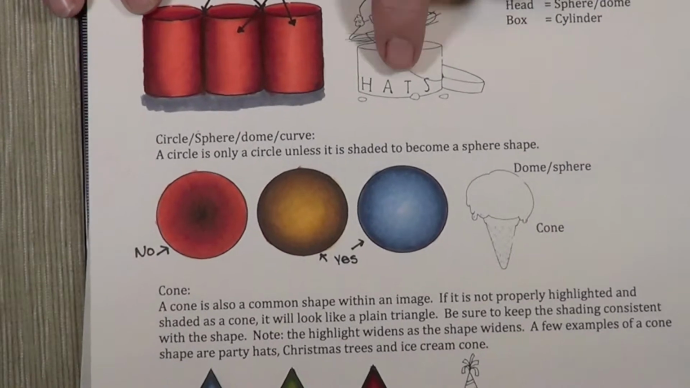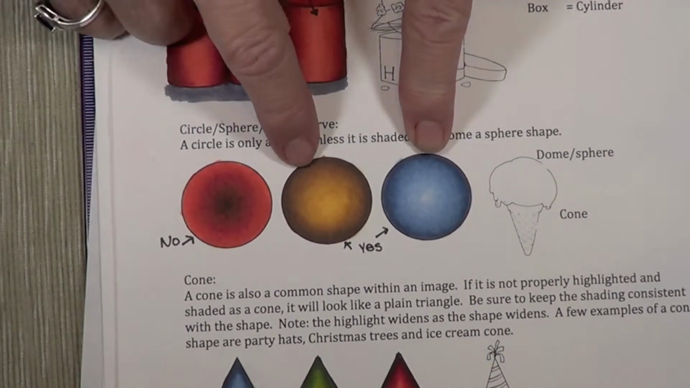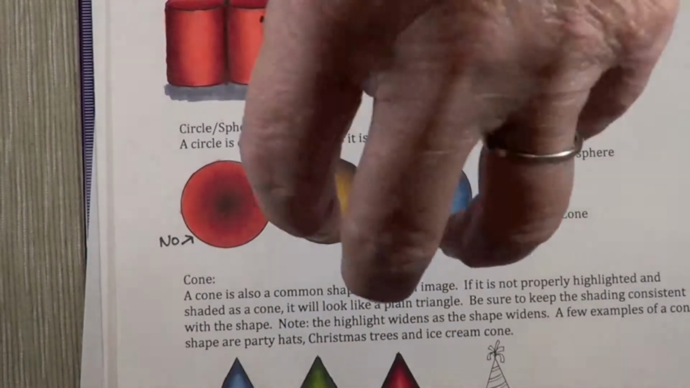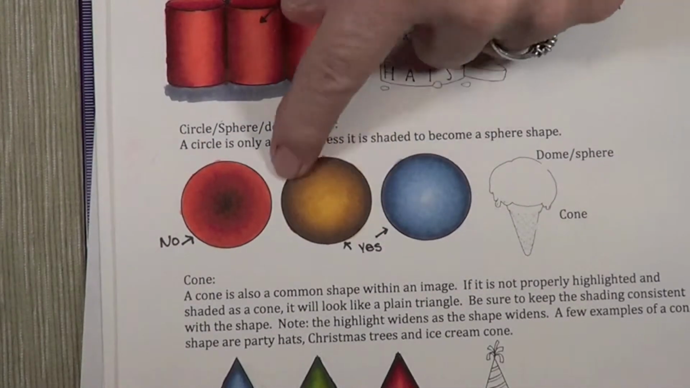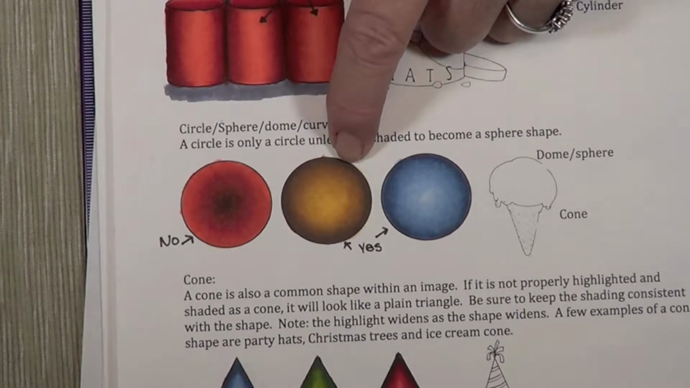So let's take a look at this sphere shape. Basically it was just a circle until I colored it, but I looked and I said, okay, front and center highlight again. Remember, it's going straight down on my paper. Well, that's kind of silly, you can't see my hand doing that, but I put my highlight in the center and I got darker as I got further away from my light source.